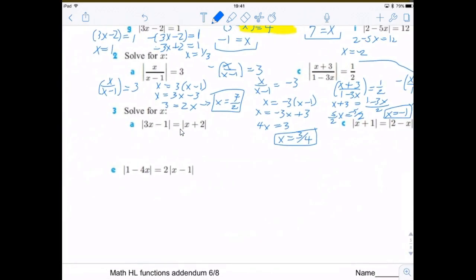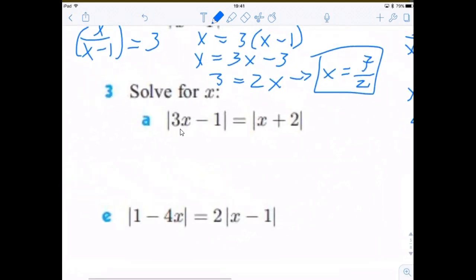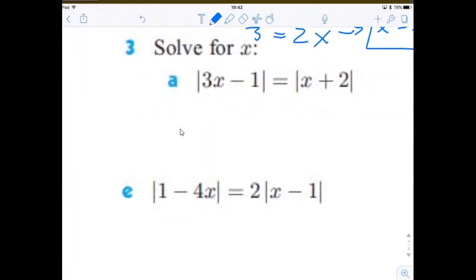Last three problems. Solve for x. The absolute value of 3x minus 1 equals the absolute value of x plus 2. Difficult, but let's just use their hint here. If we have an absolute value equals an absolute value of an expression, then we know that 3x minus 1 is equal to plus or minus the expression. So let's write that down. Let's write 3x minus 1 is equal to plus or minus the right side, which is x plus 2.